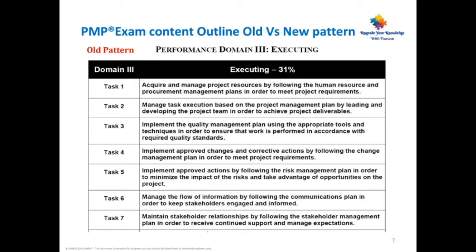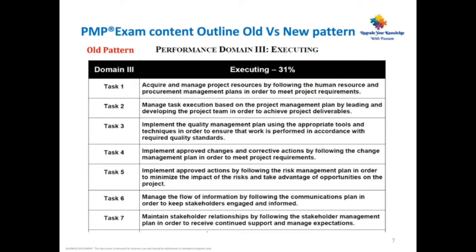In the new pattern of the exam content outline, they've converted a few of these tasks into the people domain. And task 3, implement the quality management plan using the appropriate tools and techniques. Task 4, implement approved changes and corrective actions. Whatever change requests were received in the monitoring and controlling of the next domain were implemented in task 4.